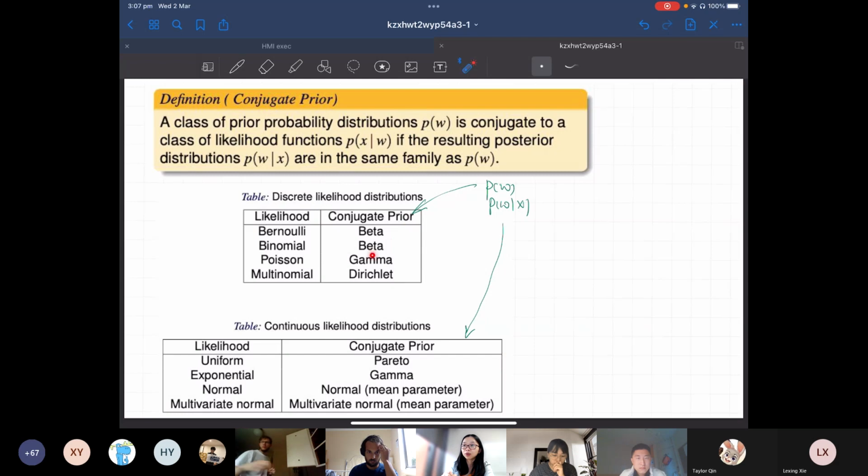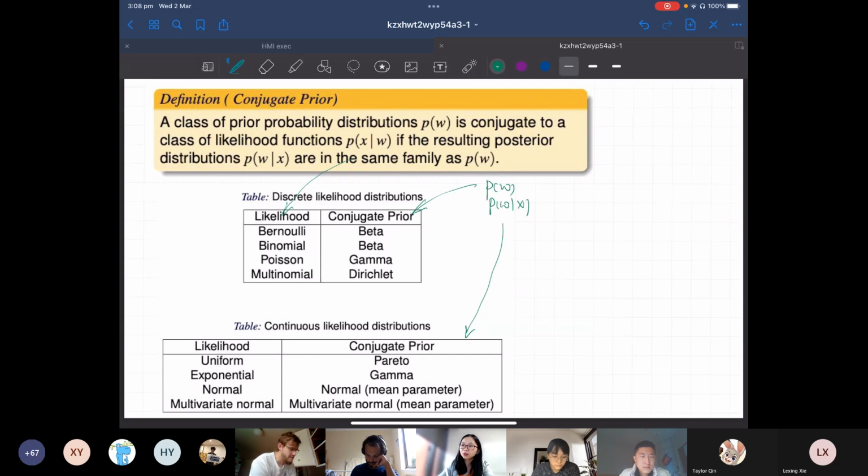If we're doing coin tosses or dice, once or multiple times, the conjugate prior is beta. So the data likelihood P of X given W is Bernoulli or binomial, and the prior is the beta distribution. If the likelihood is multinomial, basically choosing one among more than two possibilities, then the conjugate prior is what's called the Dirichlet, which is a distribution over a vector that sums to 1.